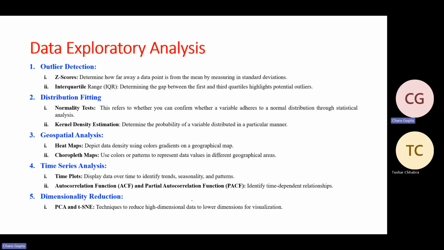A few more techniques available in data exploratory analysis are outlier detection, wherein we calculate Z scores, right? Then we have the interquartile range, wherein we find out the gap between the first and the third quartiles. Then we have the normality test, where we see whether the data that has been collected is as per the normal distribution rule or not, whether the data is following the normal distribution or not.